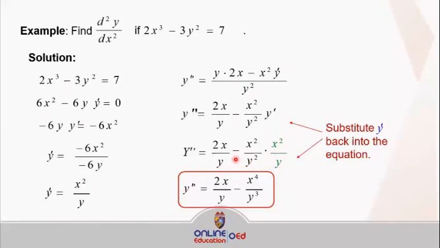The value for the y double prime or the second derivative natin is equivalent to 2x over y minus x raised to 4. So ito is nakamultiply na siya. X raised to 4 over the y raised to 3. Ito na po yung answer natin for this problem.